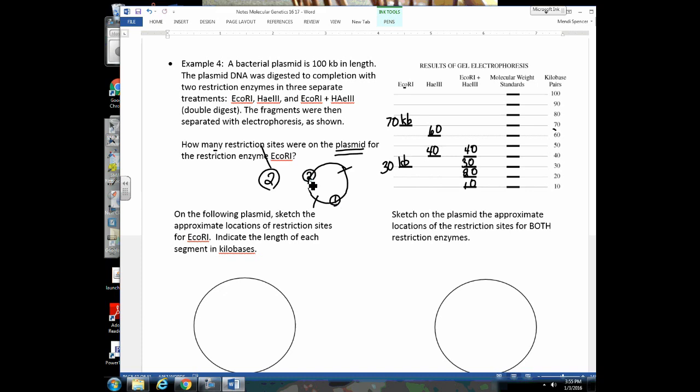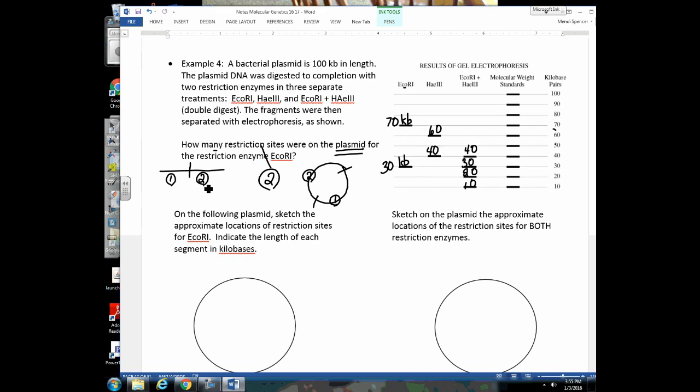Now, I want to show you if it was linear DNA, like eukaryotic cell linear DNA, you would only need one restriction site. If you cut here, you would get two pieces. Does that make sense? So cutting linear DNA is going to end up with different pieces than cutting circular DNA that has the same number of restriction sites.